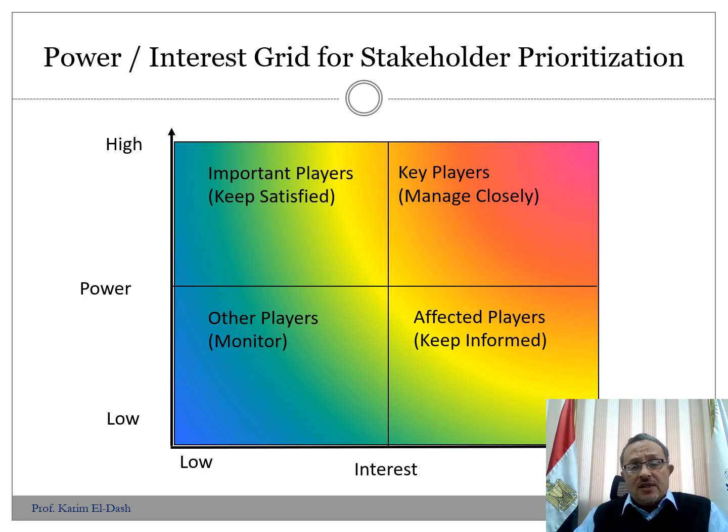The fourth quarter that we have here is the people who have low power and low interest. That's most of the other stakeholders that we have in the project. That does not mean that we don't have to communicate with those people, but we don't have to set them at a high priority with respect to the other types that we have mentioned in the other three quarters of the diagram.